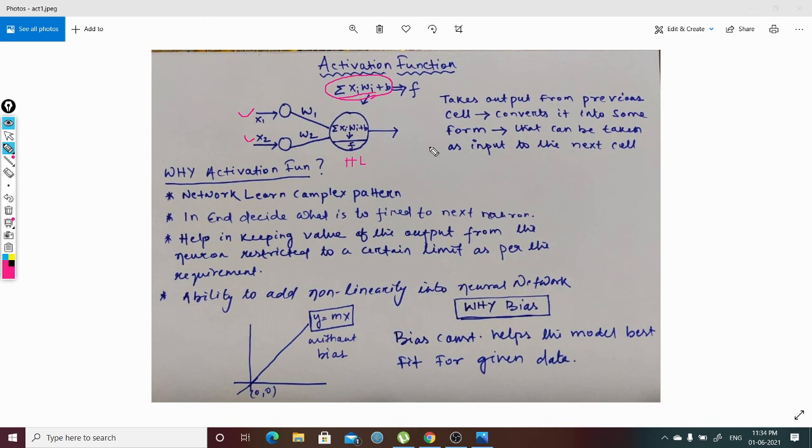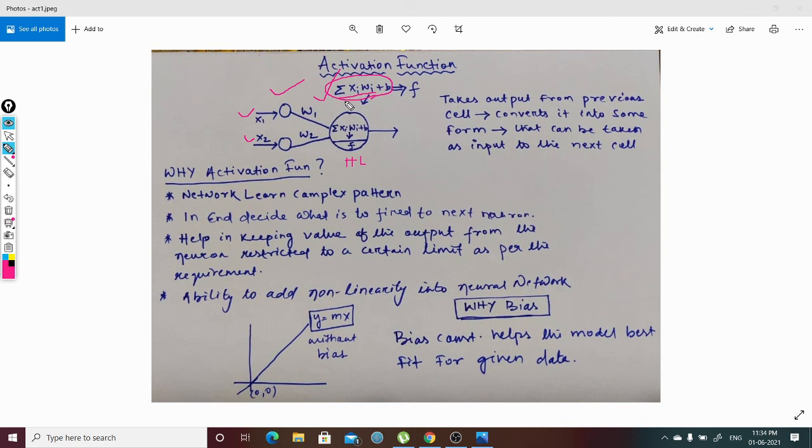So what it is taking is the output from the previous cell. Here I have an input cell, but there is a more interconnected, very complex neural network. So you can say it takes the output from the previous layer. This is the output coming from the previous layer. The multiplicative summation of input and weight plus bias is the input going to this particular activation function, and it converts it into some form.